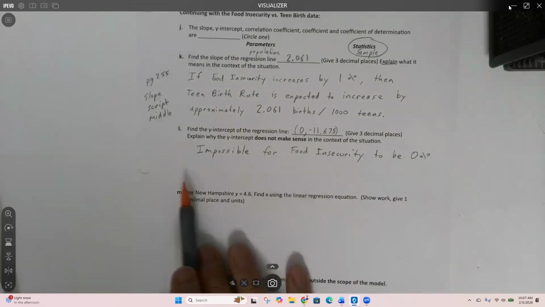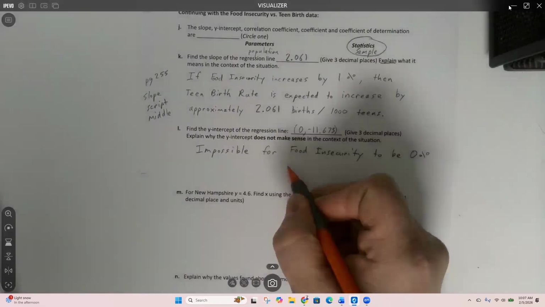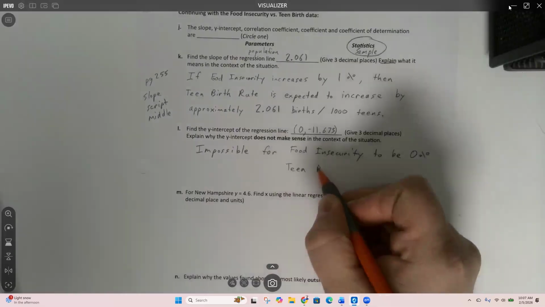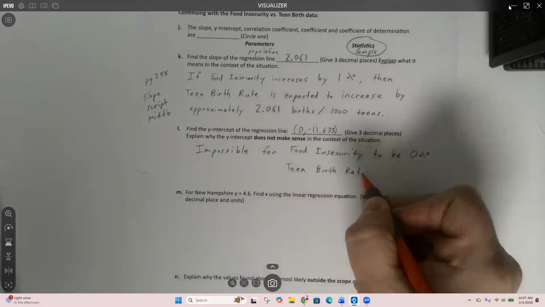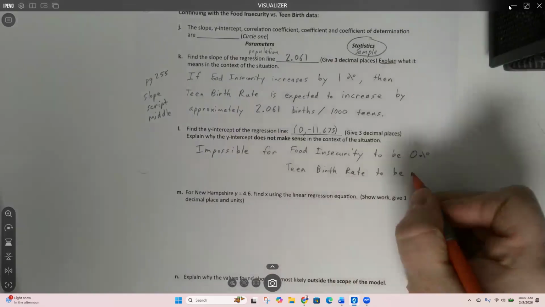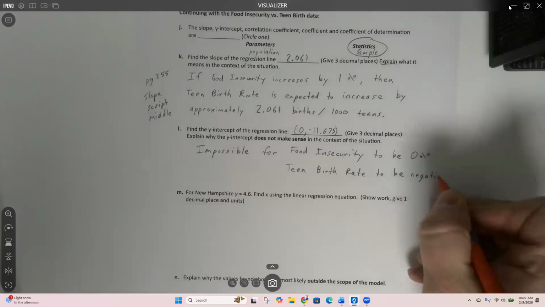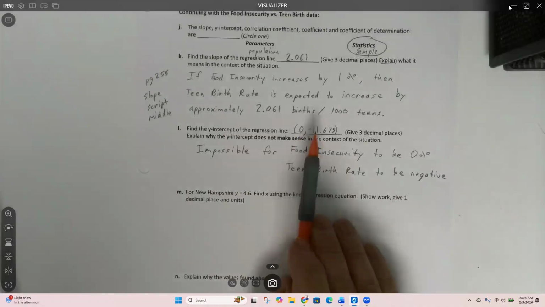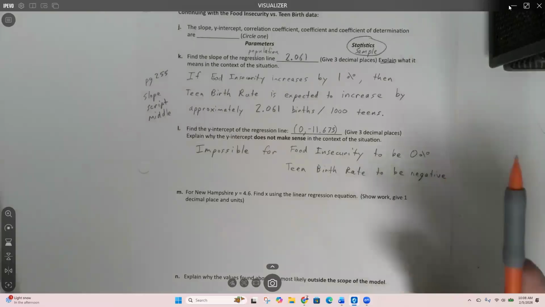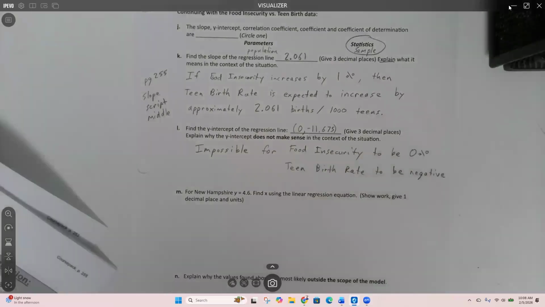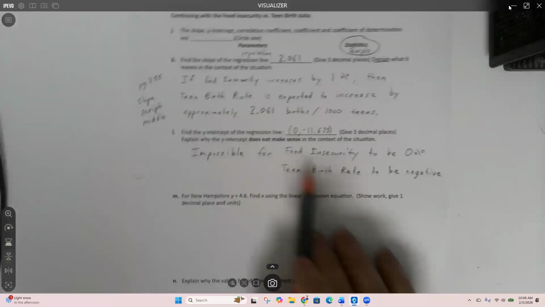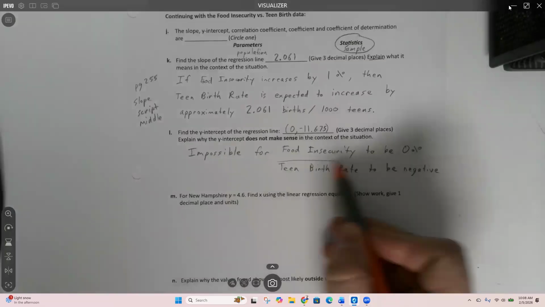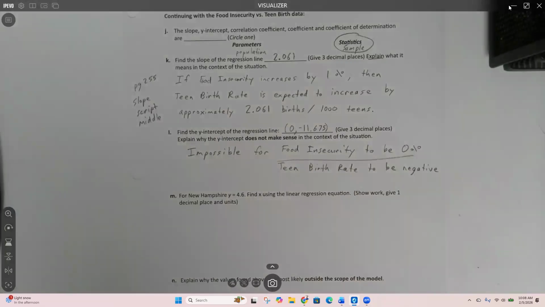Now, for this particular case, you could have also written instead, it's impossible for teen birth rate to be negative. This is saying when your food insecurity rate is 0%, then your teen birth rate is negative 11 births per thousand teens. How do you have negative 11 births? You can't do that, right? That doesn't make any sense. So either of these answers would be fine. Most of the time we're going to go with the 0%.